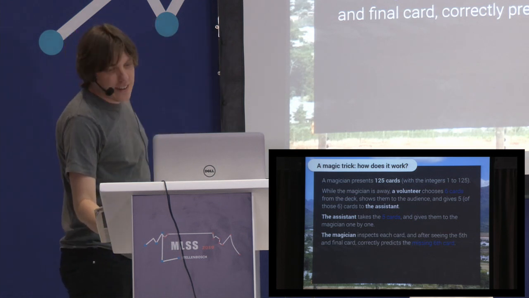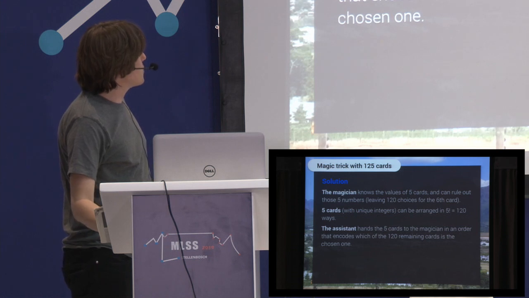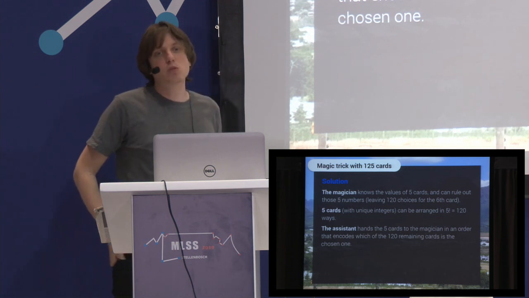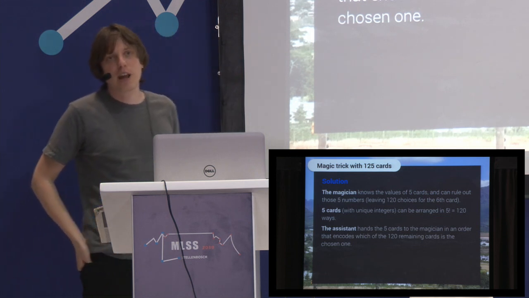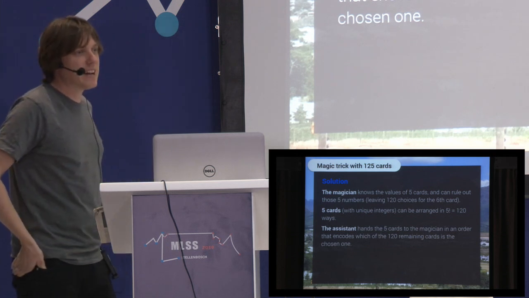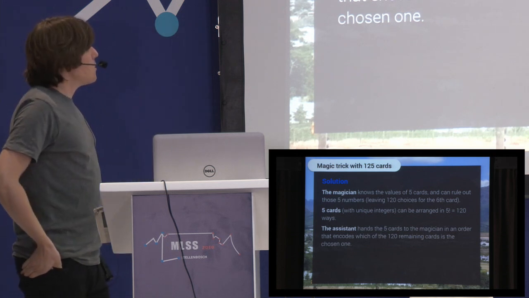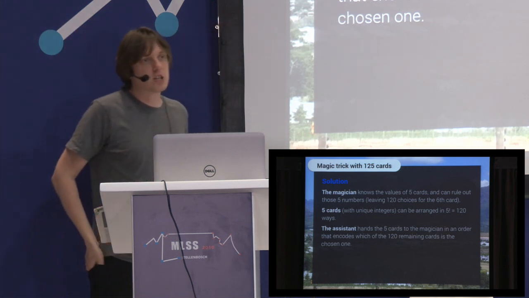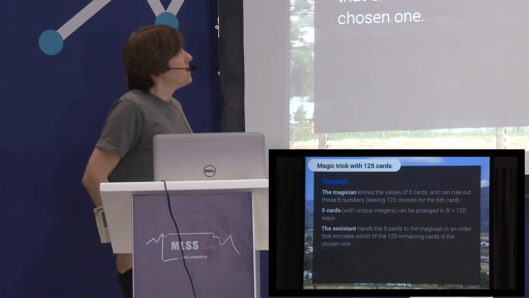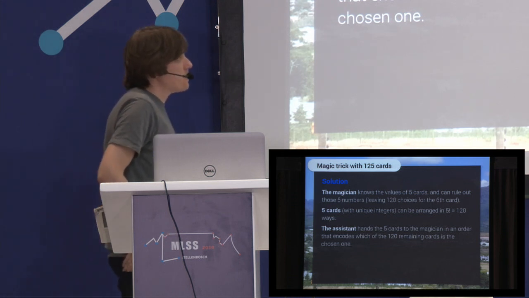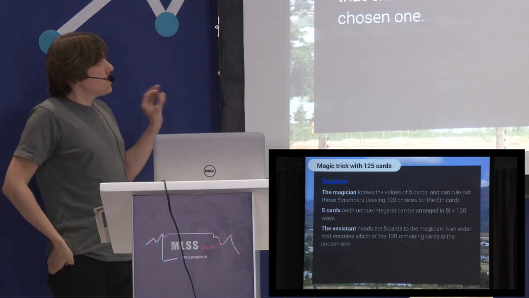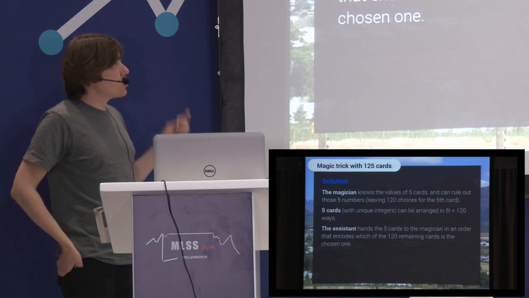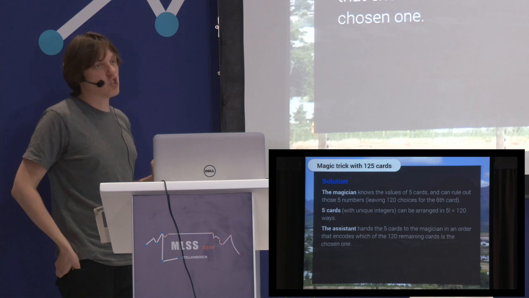So the idea is as follows. Here's the solution. The magician knows the values of the 5 cards that he gets, so he can instantly rule them out. That reduces it from 125 cards to 120 cards, but that still leaves quite a bit of uncertainty. It turns out that 5 cards with unique integers can be arranged in 5 factorial ways. That's 120 different ways. So the assistant actually does something very clever. The assistant hands the 5 cards to the magician in a very particular order that is chosen to encode which of these 120 remaining cards is the chosen one.